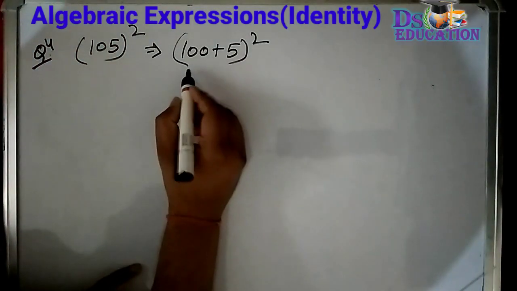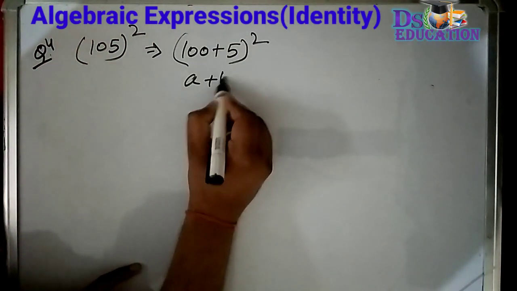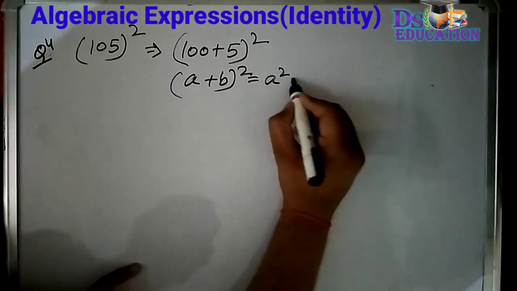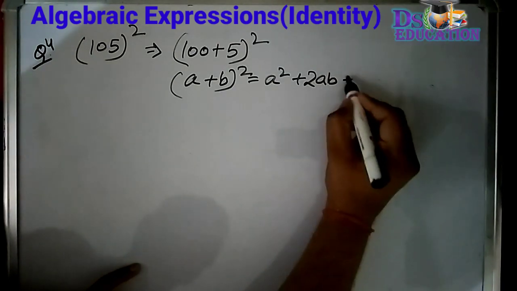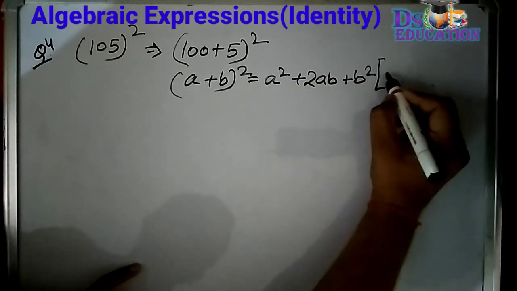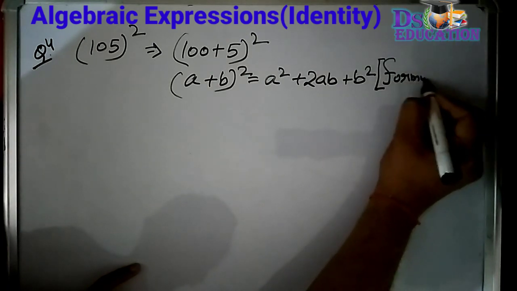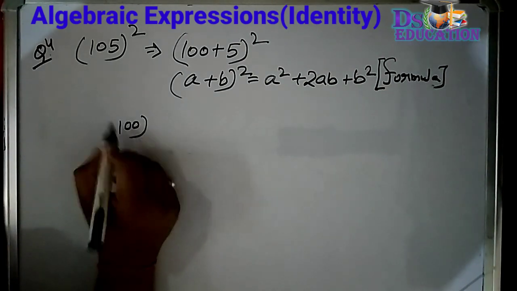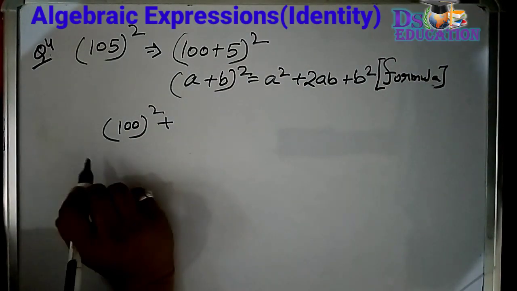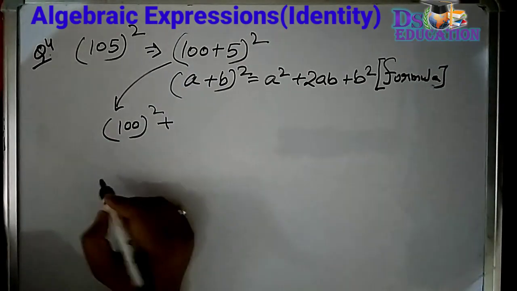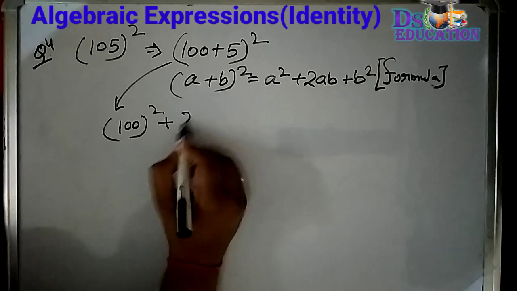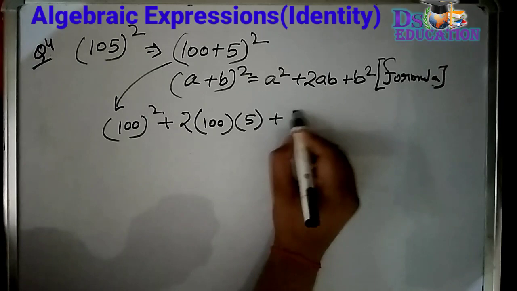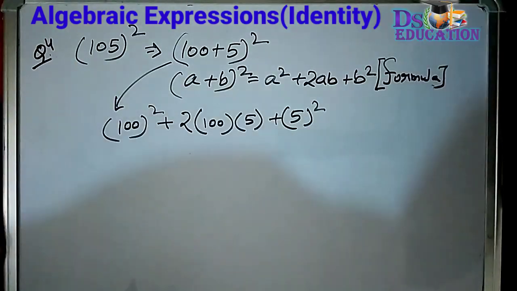So here also I will apply the formula, (a + b) whole square, which is a square plus 2ab plus b square. This is the formula. Now in place of a, I will write 100, so 100 square plus 2(100 multiply 5) plus 5 whole square. I have applied it over there.